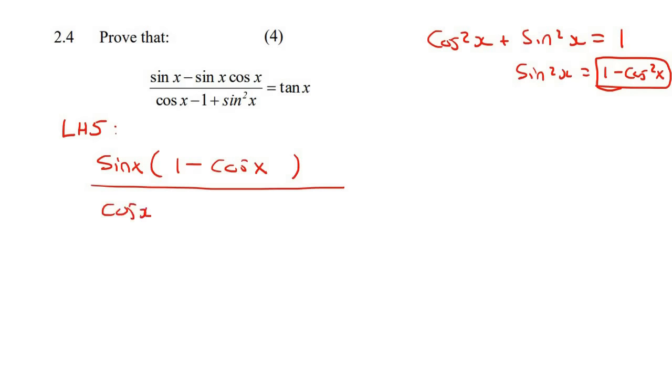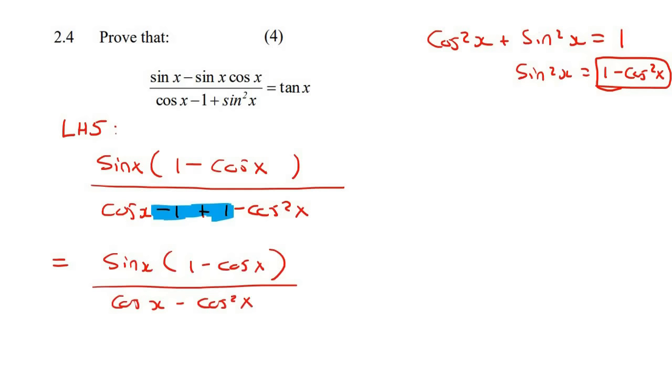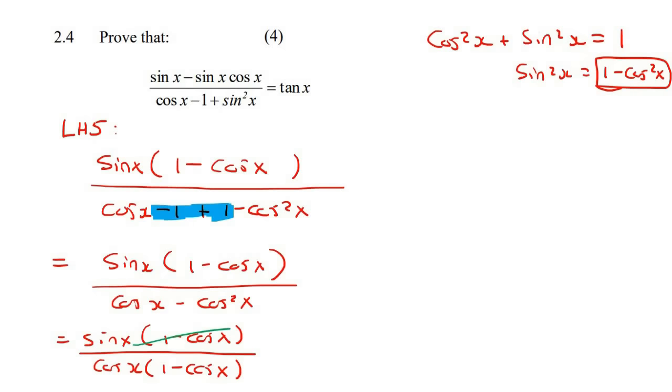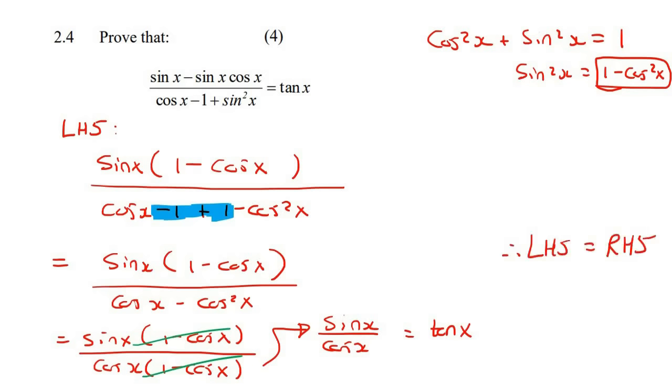Let's have a look. Cos x minus 1 plus 1 minus cos squared x. The wonderful things I was talking about was that this minus 1 and this plus 1 would cancel. And so we're now left with that over there. Now at the bottom, take out a cos as a common factor, and you're left with 1 minus cos x. Top and bottom cancel. And so you're now left with sin over cos, which is equal to tan. And therefore, the left-hand side is the same as the right-hand side.